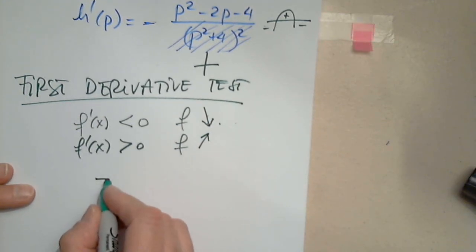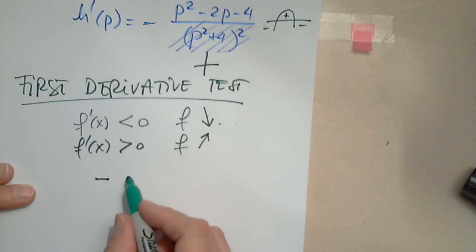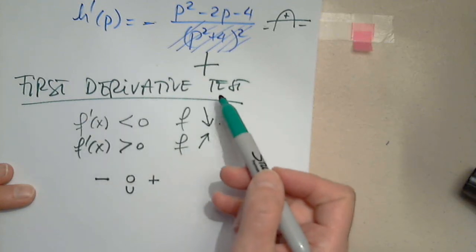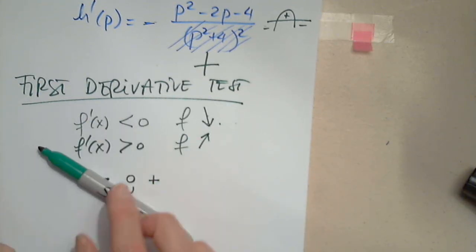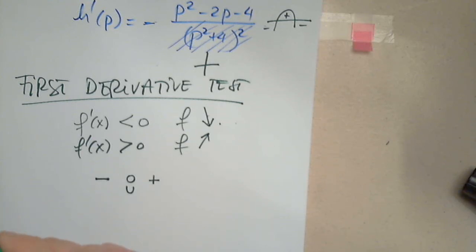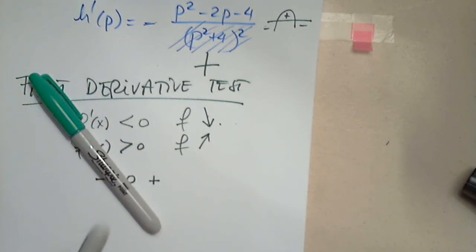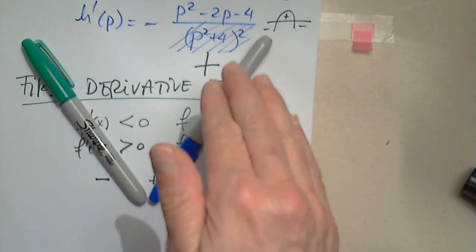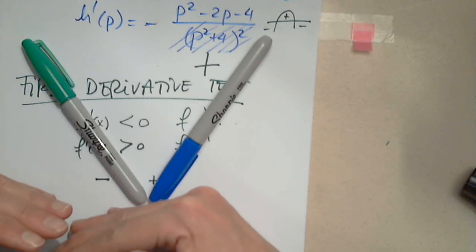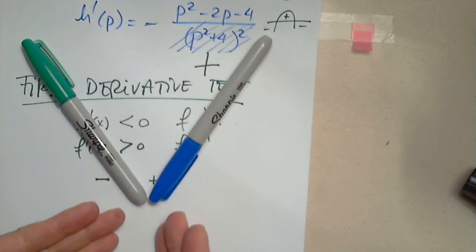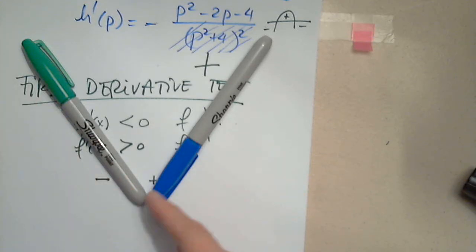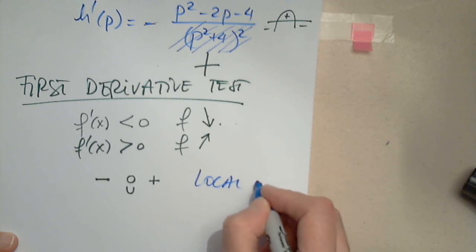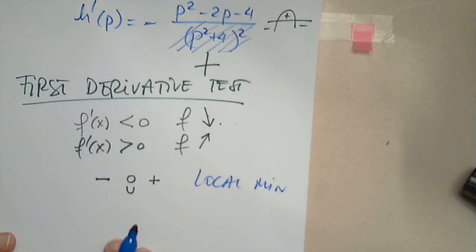If we have negative for the derivative, maybe 0 or undefined, I don't know, and then positive, the first derivative test says this must be what type of point? If the slope is first negative and then positive, and if at this point the function either has a 0 tangent or is undefined tangent, what type of point is this? A local minimum. Local min. Very good. That's what the first derivative test is saying.